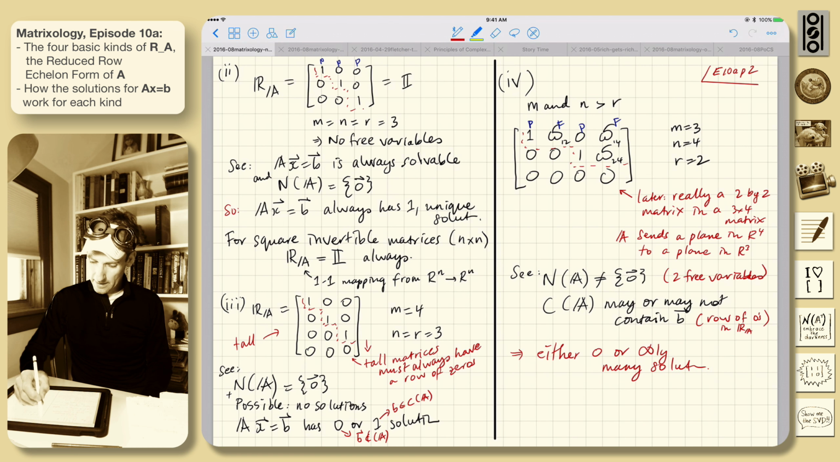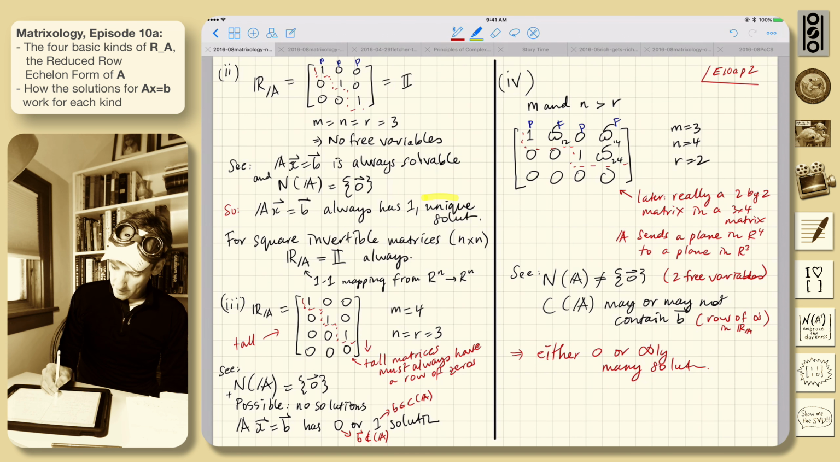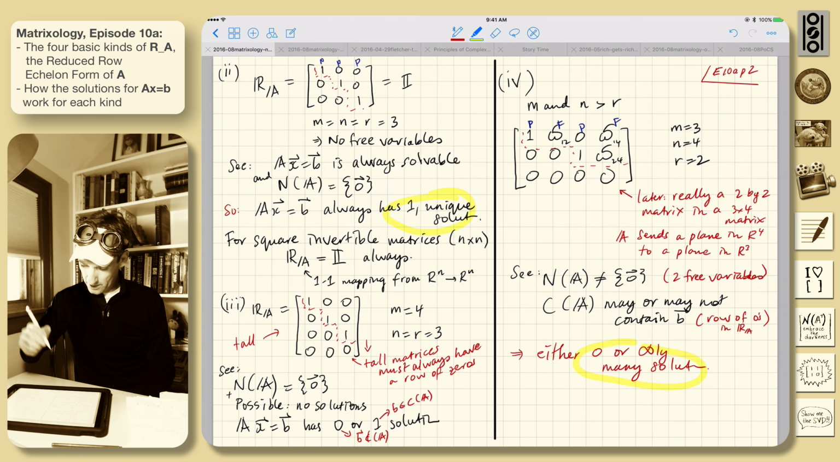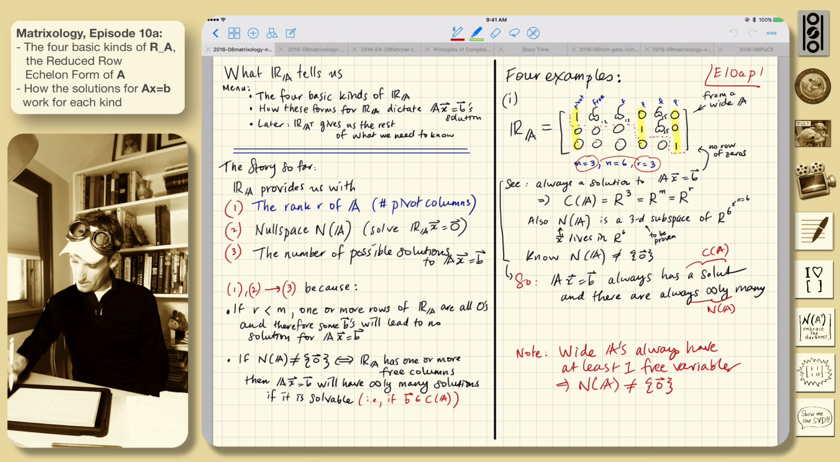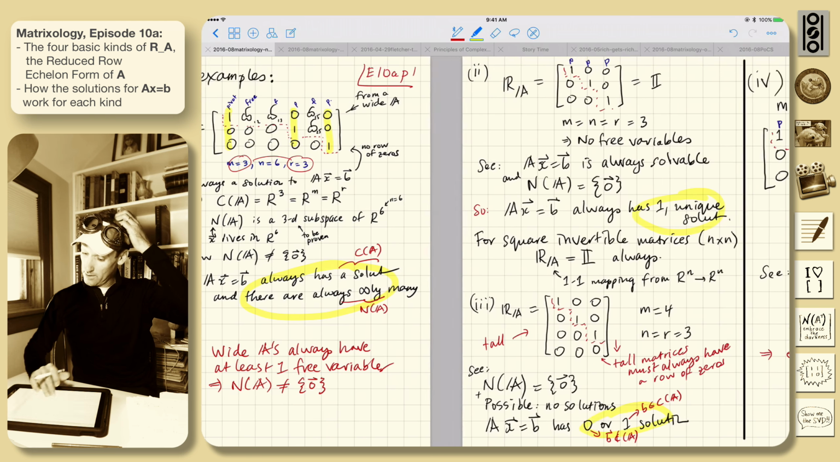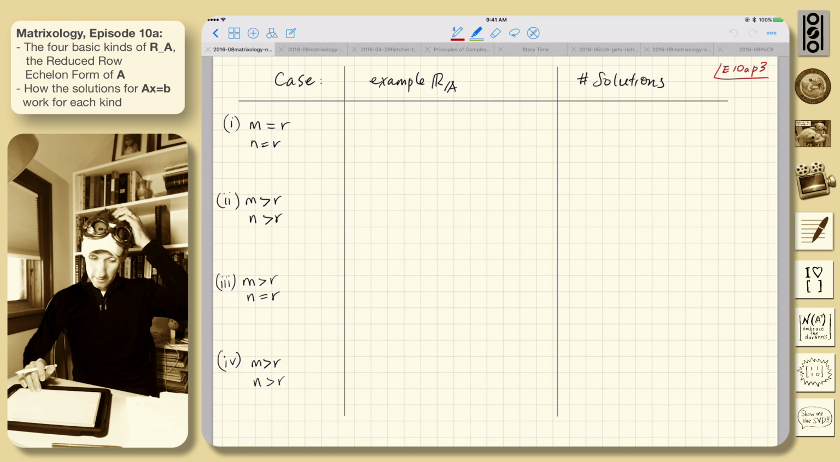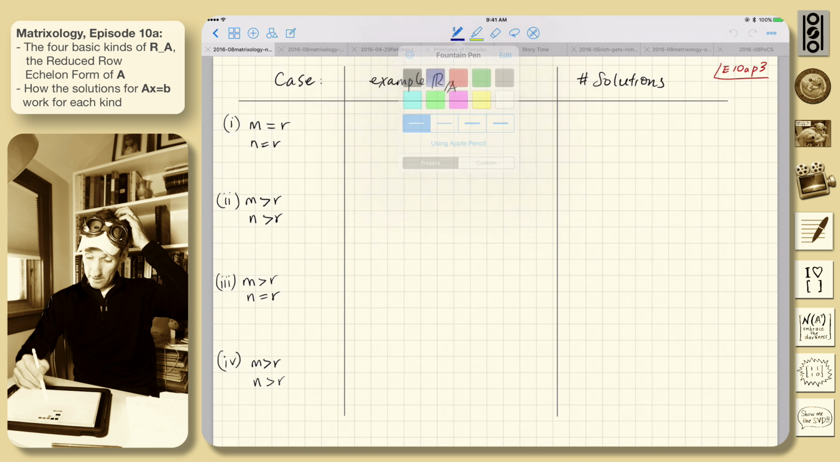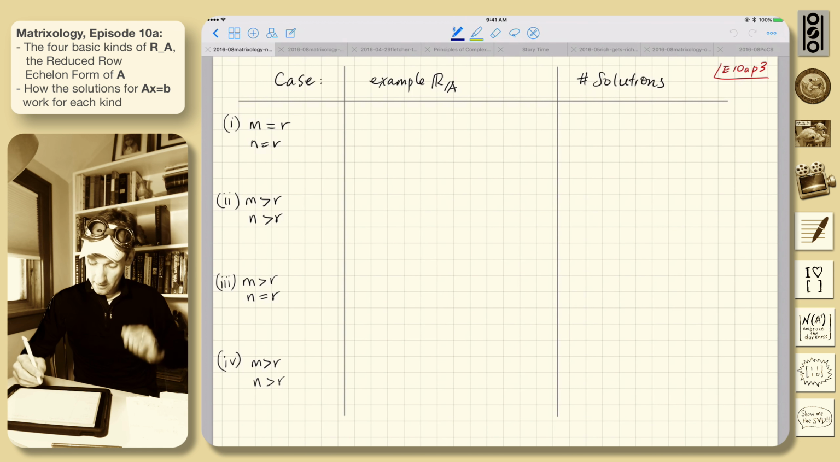Right, so far we've had these things. There's one unique solution here. There are 0 or infinitely many solutions here. There's either 0 or 1 solution here. And back here, the first one we had, there's always a solution, and there are infinitely many of them. So I'm going to put that together in a little graph here, which we're going to add to a chart, and we're going to add to as we go along.